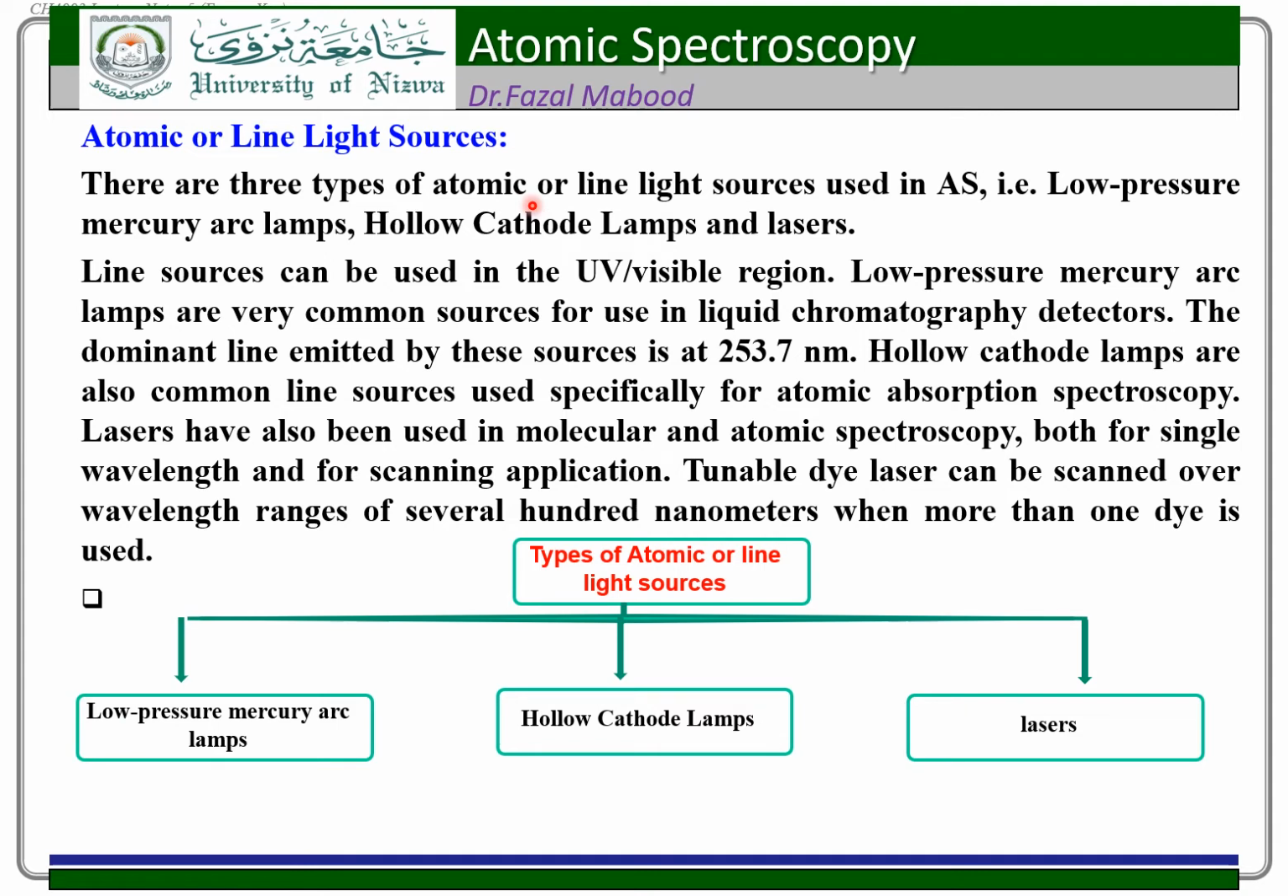There are three types of atomic or line light sources used in atomic spectroscopy: low pressure mercury arc lamp, hollow cathode lamp, and lasers. Line source can be used in the UV visible region. Low pressure mercury arc lamps are very common sources for use in liquid chromatography detectors. The dominant line emitted by these sources is at 253.7 nanometer. Hollow cathode lamps are also common line source used specifically for atomic absorption spectroscopy. Lasers have also been used in molecular and atomic spectroscopy, both for single wavelength and for scanning application.